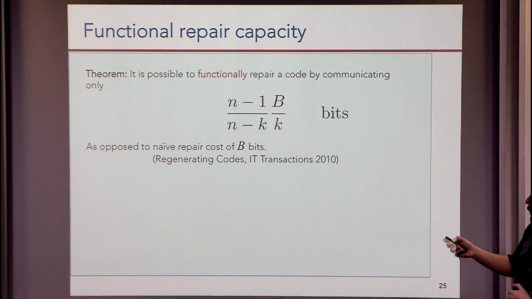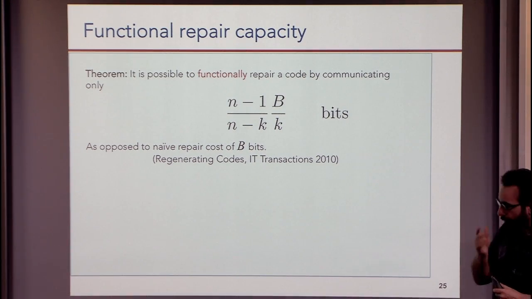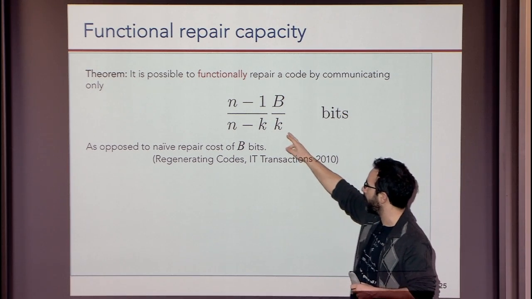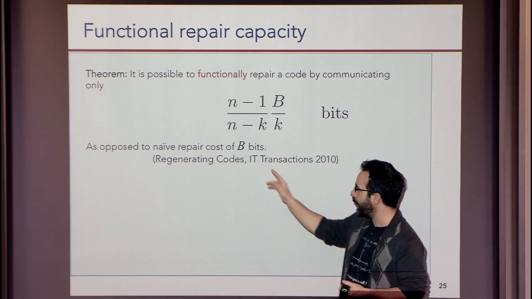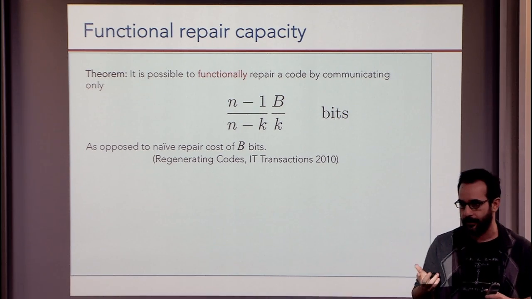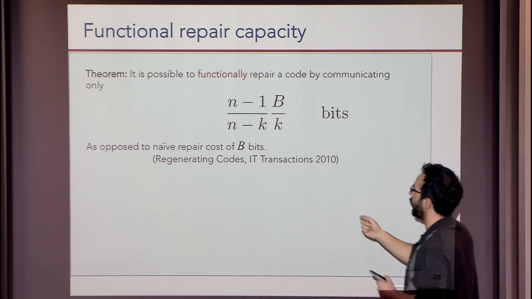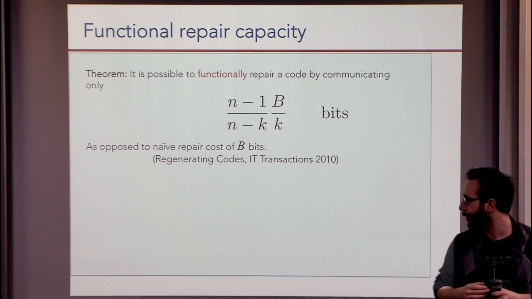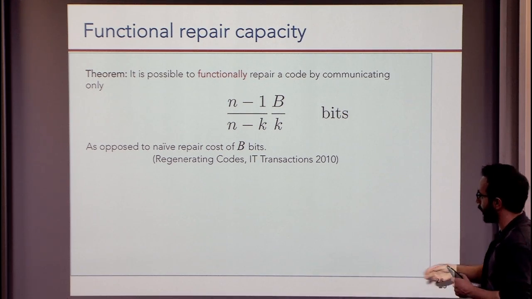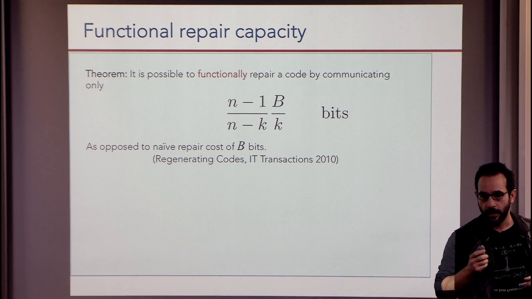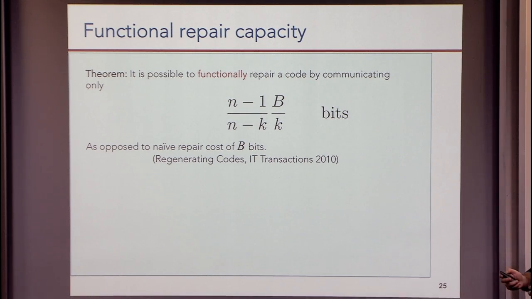Okay, so the first statement is that if you care about functional repair, it is possible to functionally repair an MDS code by communicating this many bits, as opposed to the naive scheme, which was communicating the data object, which was k symbols. Here the size of a symbol is B over k, where B is the total size of the file you are storing. So in this paper, we were able to characterize the functional repair communication.